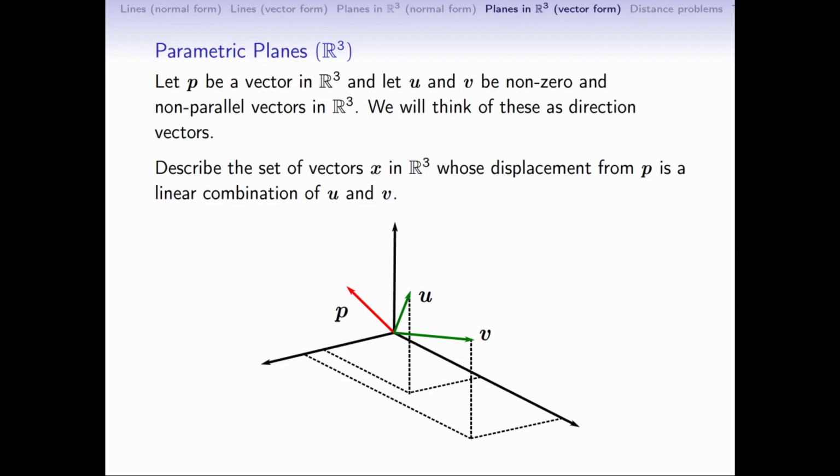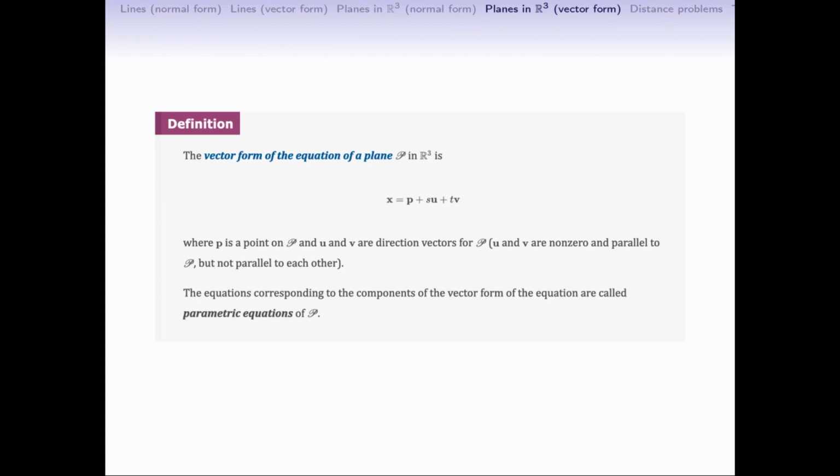So what would it mean for a vector x to have its tip sitting in the plane? Well, it would mean that x minus p, that displacement from p, is a linear combination of u and v. So another way of saying that is x is going to be of the form p plus a linear combination of u and v. And that's what motivates our next definition.